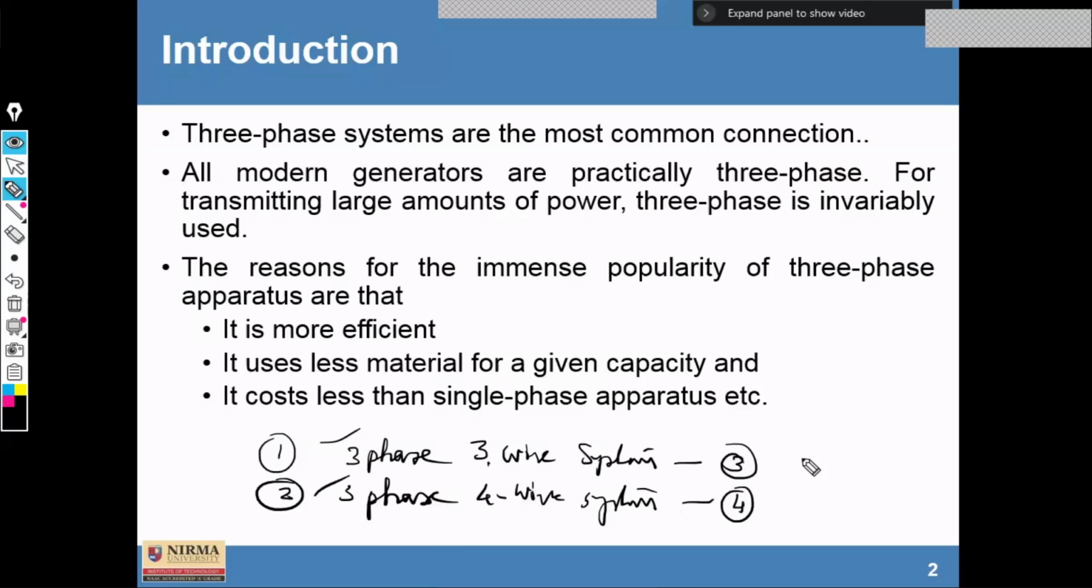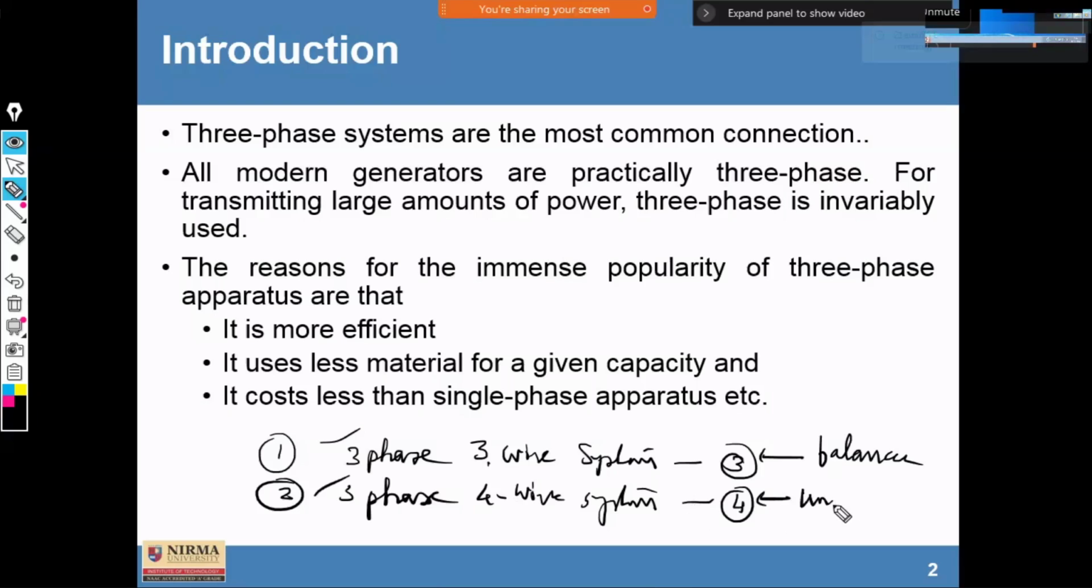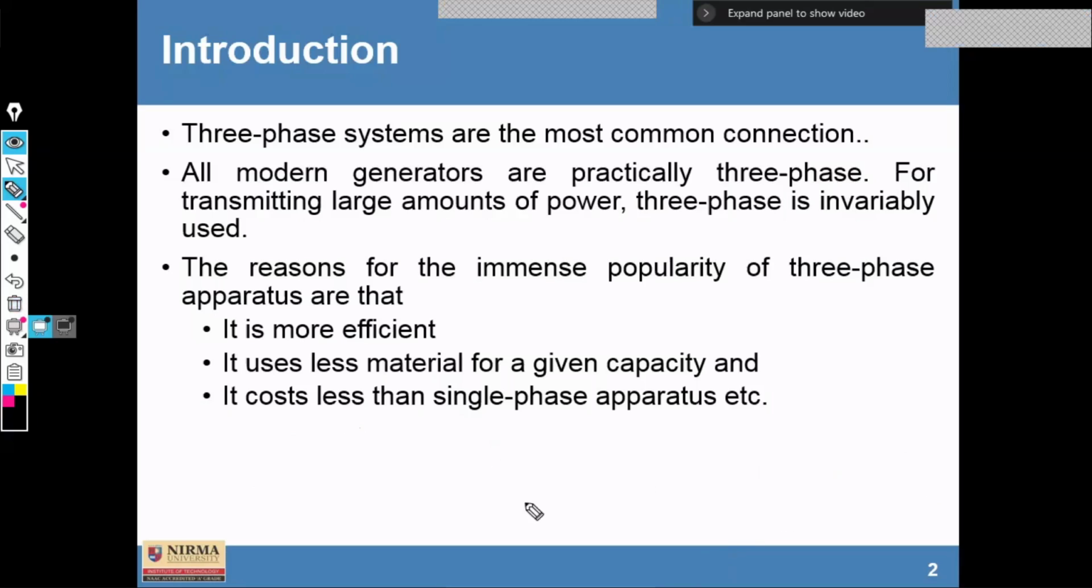So the three phase three wire system is for balanced load or balanced condition, and in the three phase four wire system, one more additional neutral wire is there and it is used for an unbalanced system. So for balancing and unbalancing, that's what we are going to discuss.